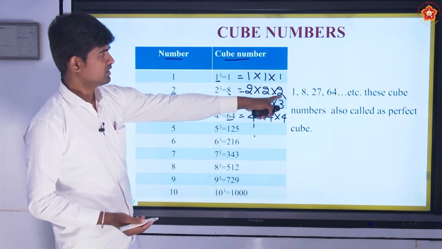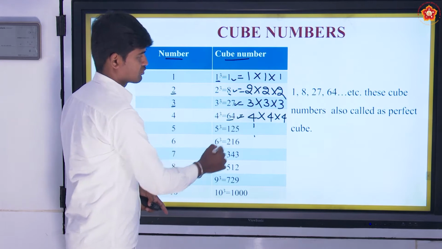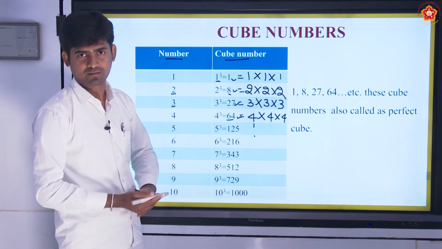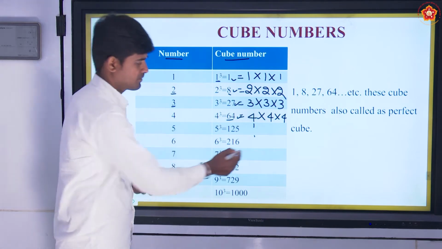See, 1, 8, 27, 64. These are called cube numbers. They are also called perfect cubes.